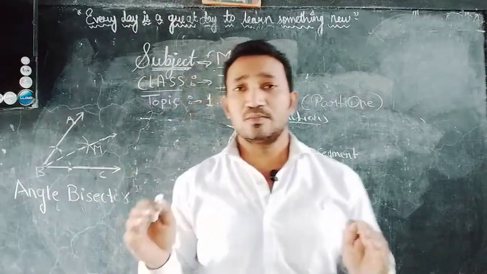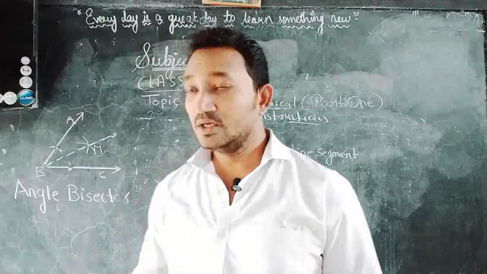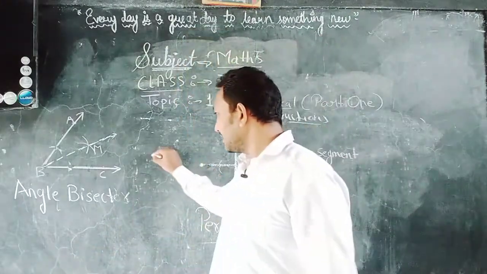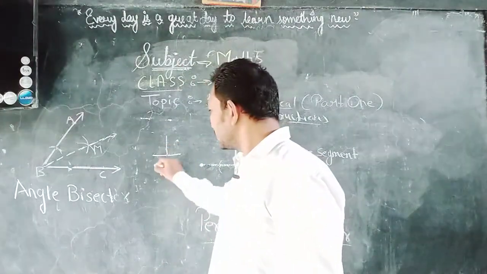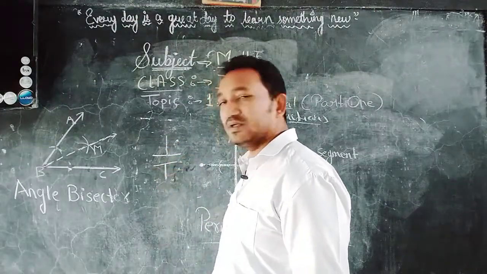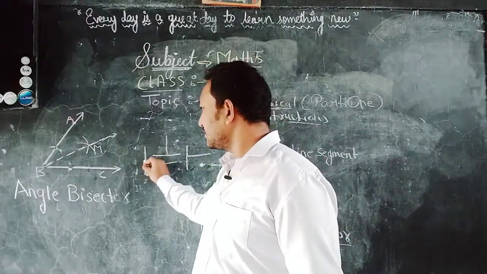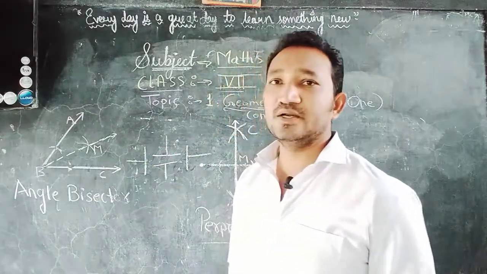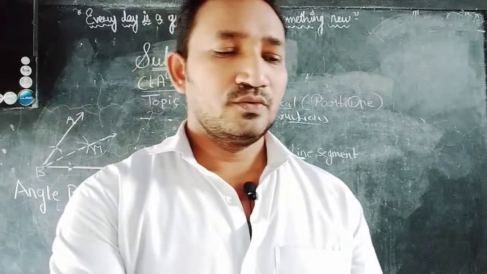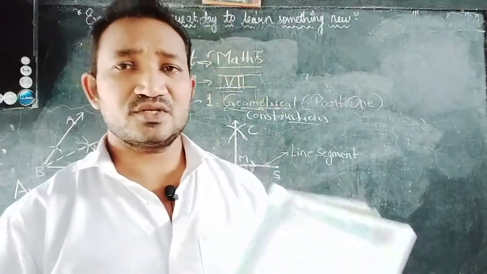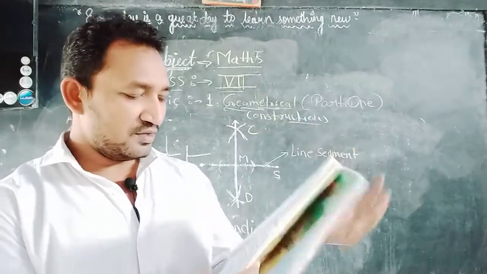Also make one thing clear in your mind: what is perpendicular? Perpendicular may be like this. This is also perpendicular, this is also perpendicular, and it is also perpendicular. In this way you have to do the work of constructions given in your textbook, page number 1.